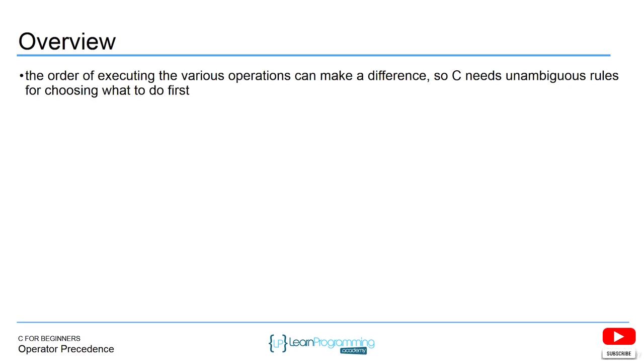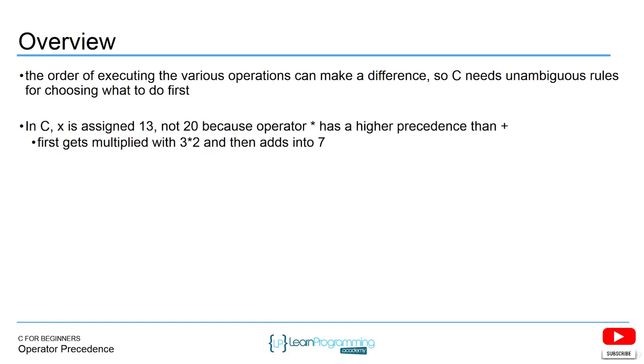Now, ideally, if you wrap those in parentheses, you would be telling it what to do. You would be making that decision. But if you don't put that in parentheses, the programming language is going to make the decision for you. So in C, multiplication is going to have a higher precedence than the addition operator. So the result is going to be 13.